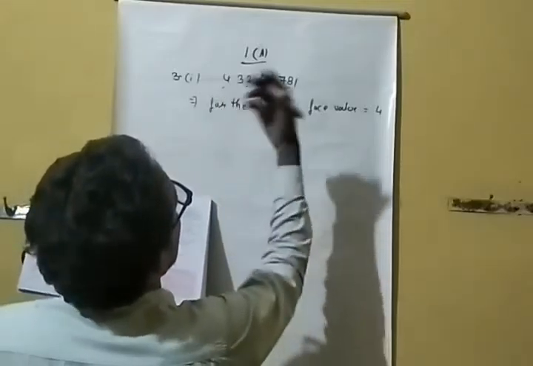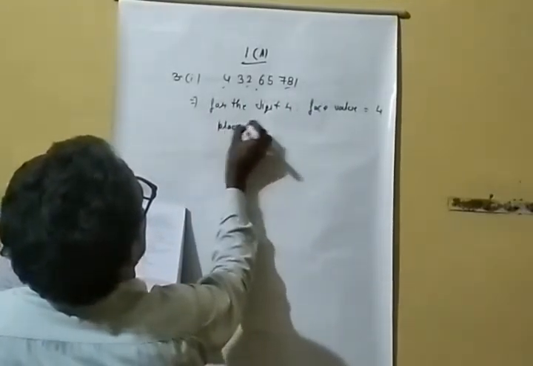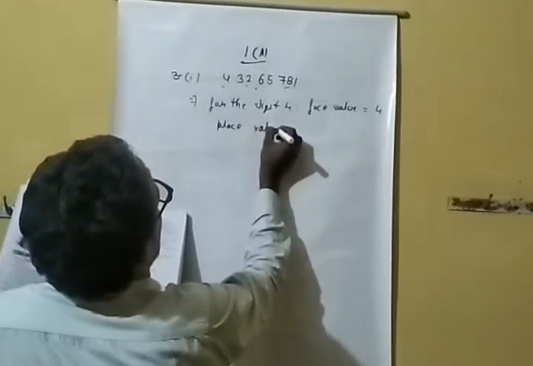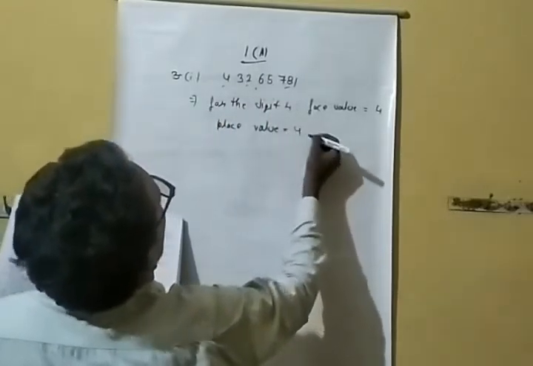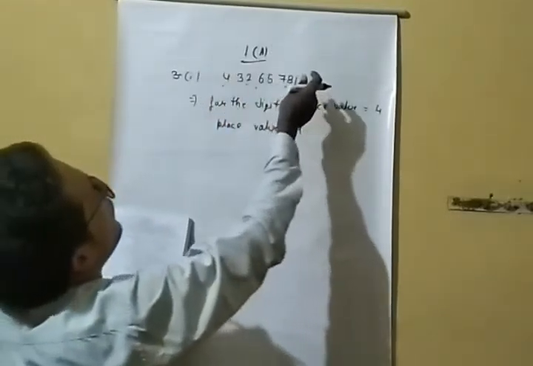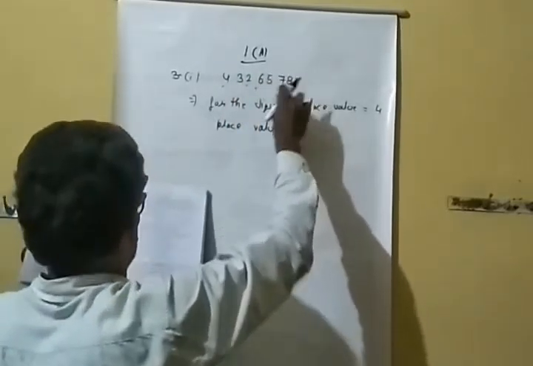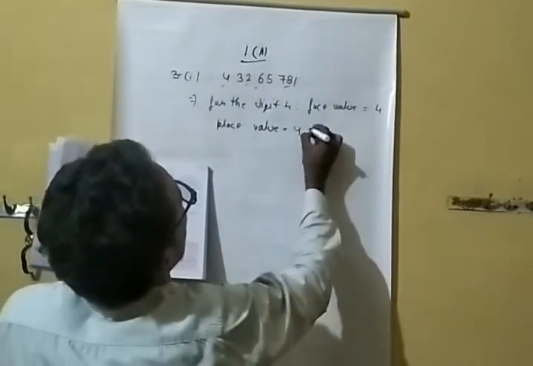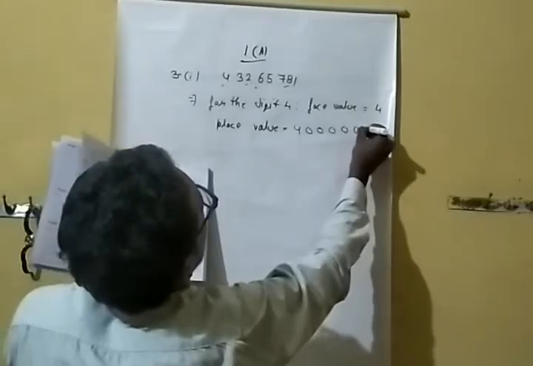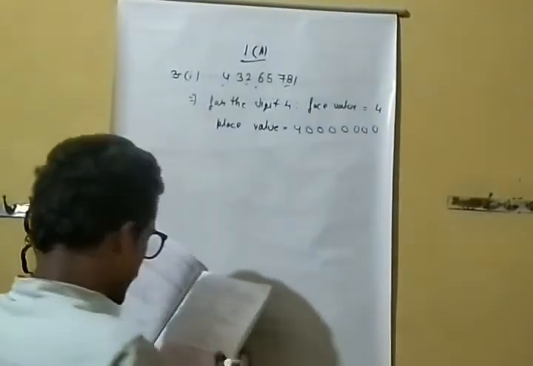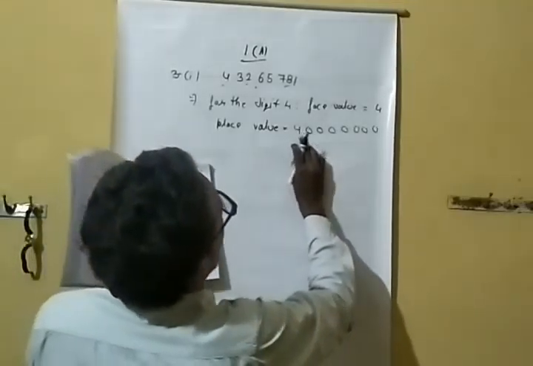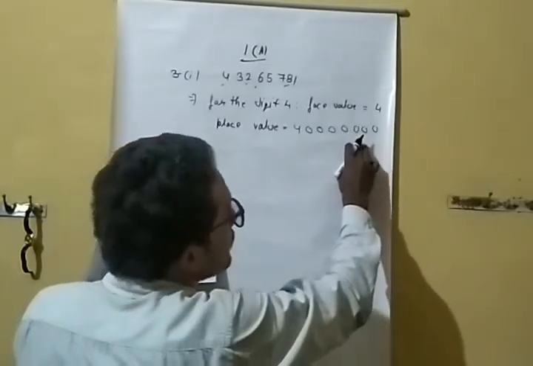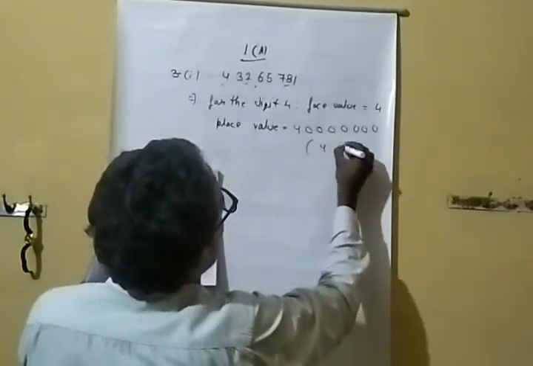If we talk about place value of 4, how many digits are after 4? 1, 2, 3, 4, 5, 6, 7. So we should write 7 zeros. Here the part for 4 is done. It means ones, tens, hundreds, thousands, 10,000s, lakhs, 10 lakhs, crore. It means 4 crore.